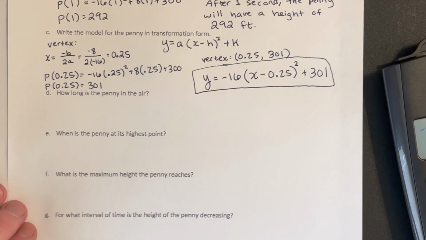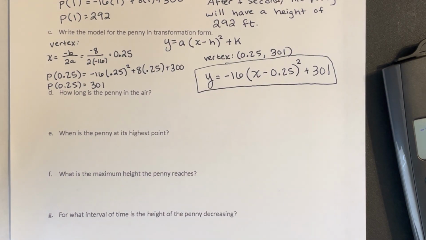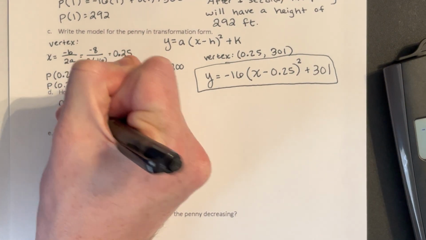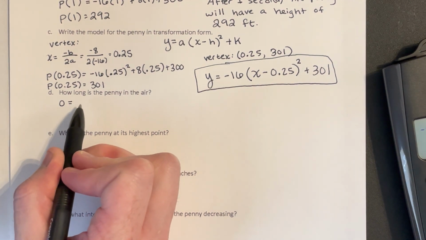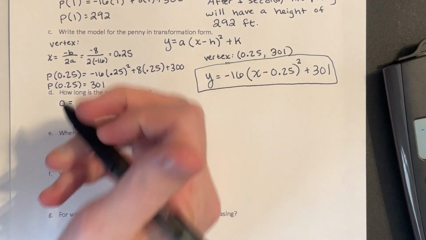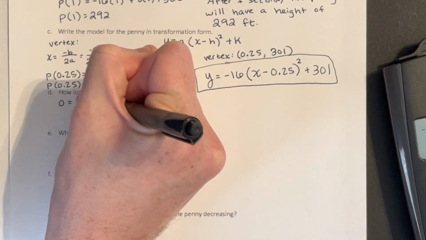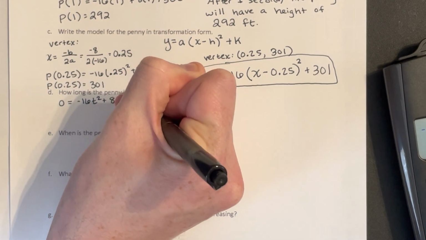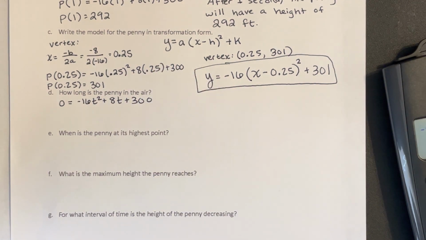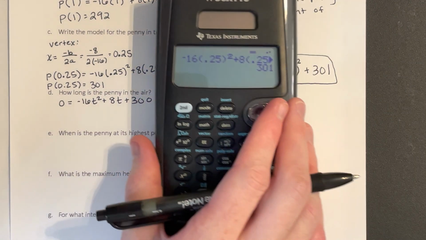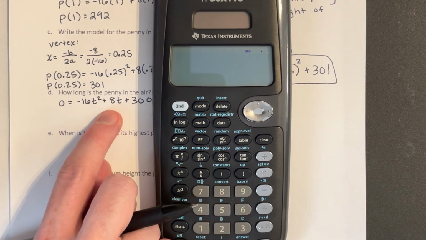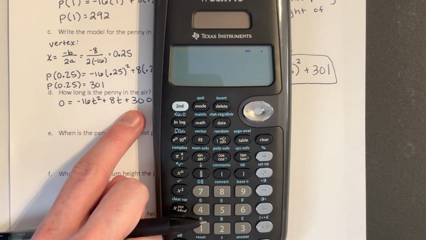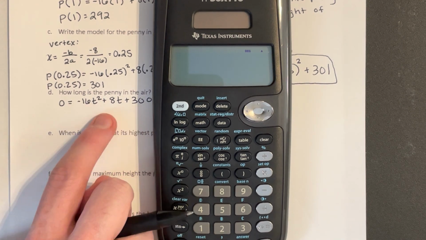And then how long is this penny going to be in the air? How long is a question asking what the t value is going to be? So we want to find the t value, which means the height is 0, and -16 times t squared plus 8t plus 300. If you look at this and try to factor, we want to look to see what's our greatest common factor. So I know 16 cannot go into 8, and it doesn't go into 300. So 16 is not the GCF.